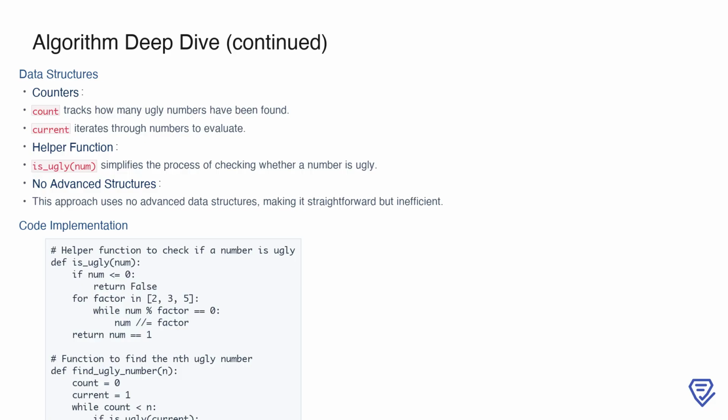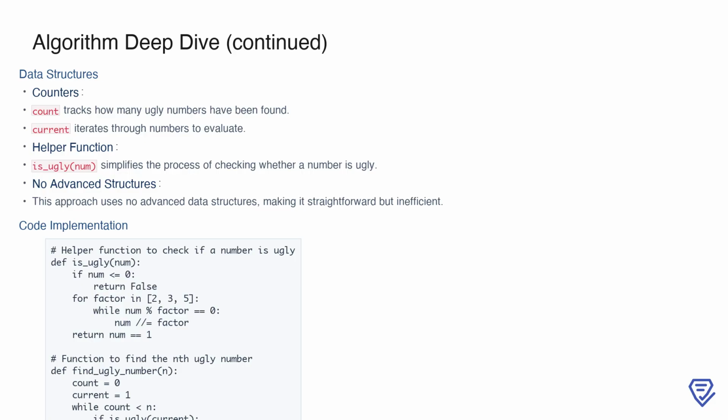The helper function is_ugly_number streamlines the process of determining if a number meets the definition of an ugly number by repeatedly dividing it by the factors 2, 3, and 5. This approach deliberately avoids advanced data structures, which makes the algorithm straightforward to implement and understand. However, while the simplicity is appealing, the solution is inefficient.